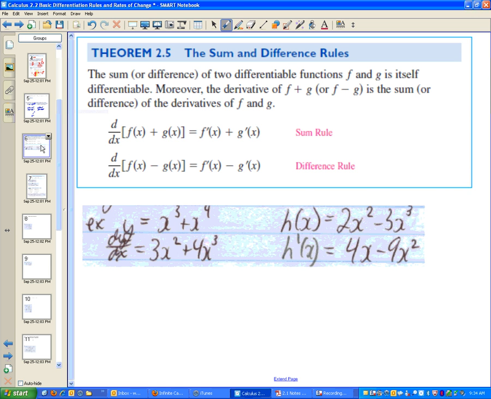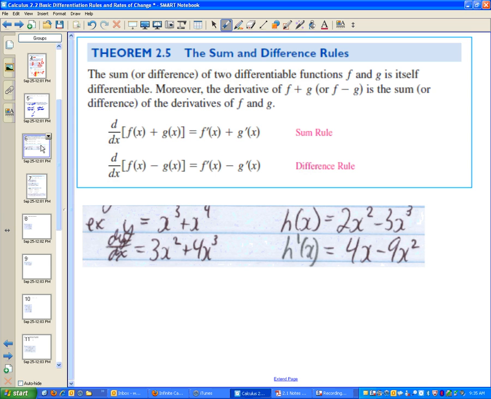All right. Sum and difference rules. If you have two or more differentiable functions added together, the derivative of that is simply the derivative of each little part. Okay? And keep the sign. Now that sounds worse than it is, especially if you read it. The sum or difference of two differentiable functions, f and g, is itself differentiable. Moreover, the derivative of f plus g or f minus g is the sum or difference of the derivatives of f and g. Think of it as terms.